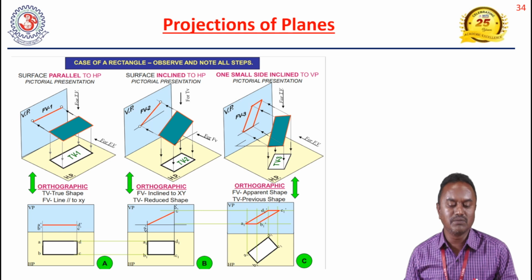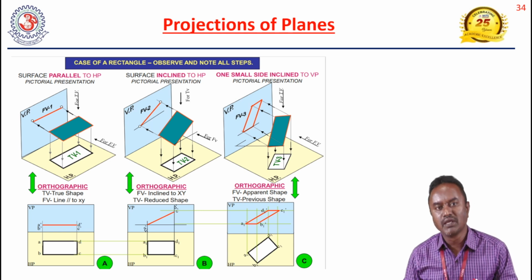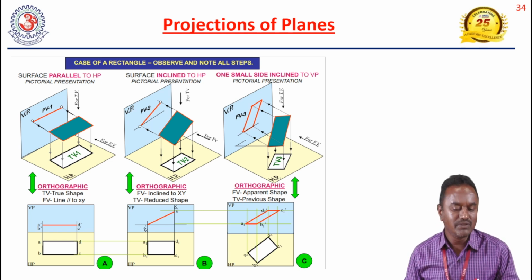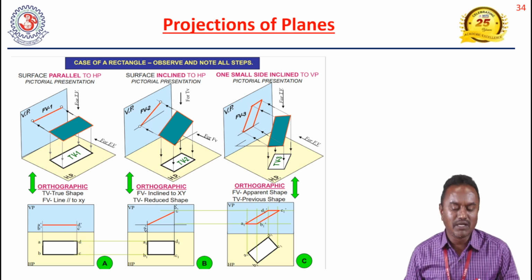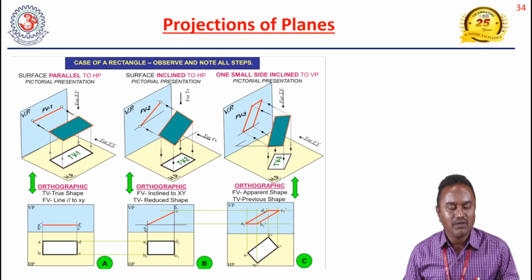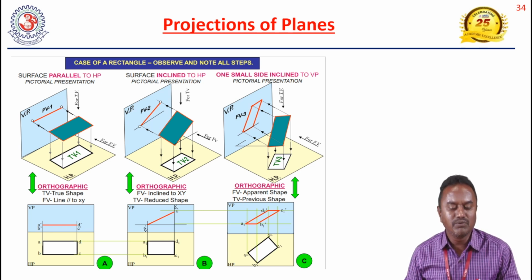Because the true shape is available only in the top view. The front view true shape is not coming. Front view is a straight line. We cannot say which plane it is. It may be a rectangle or triangle or circle. We can't say. So that's why, where the true shape is available, that is the starting point. So first draw the top view, then front view.